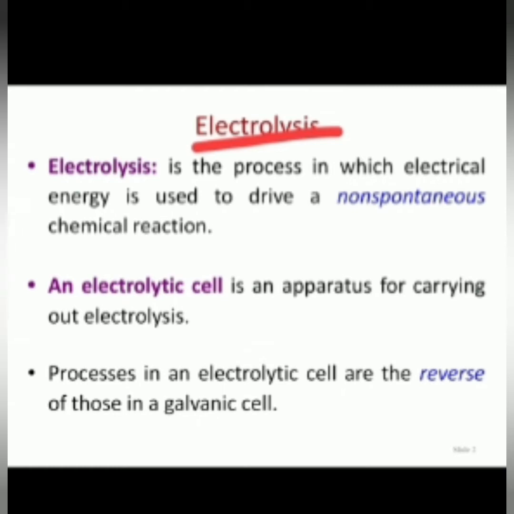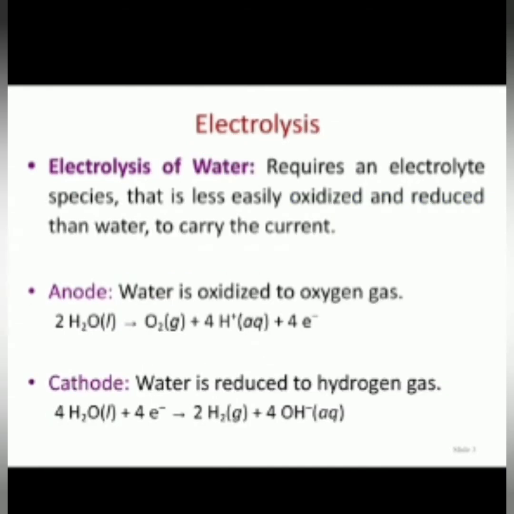Then, an electrolytic cell is an apparatus for carrying out electrolysis. Processes in an electrolytic cell are the reverse of those in a galvanic cell. Electrolysis of water requires an electrolyte species that is less easily oxidized and reduced than water to carry the current.